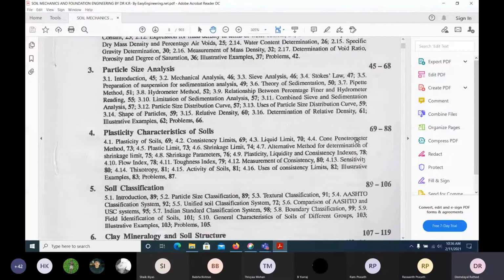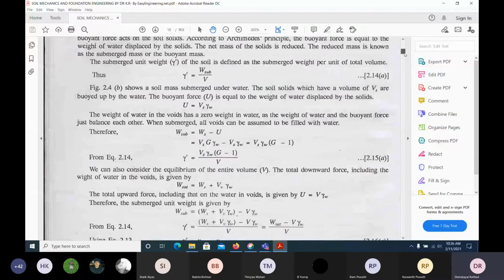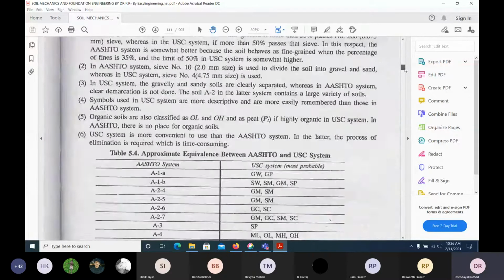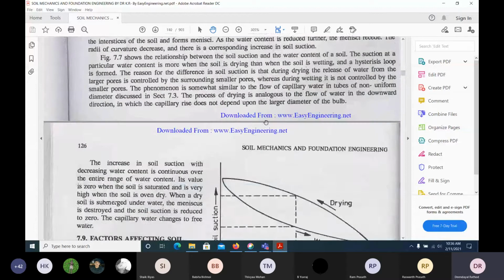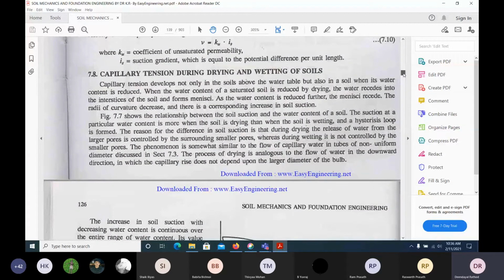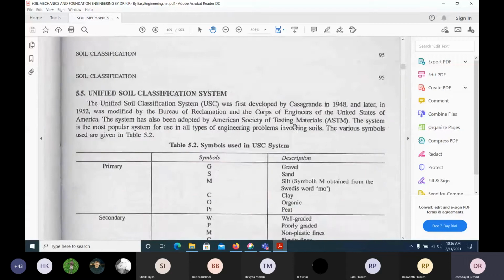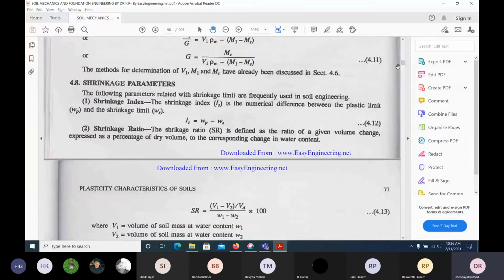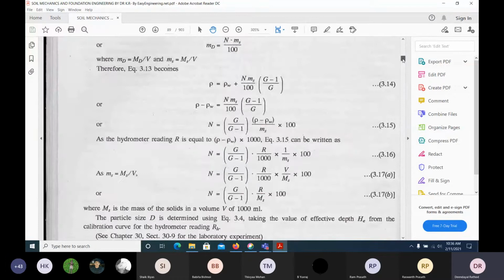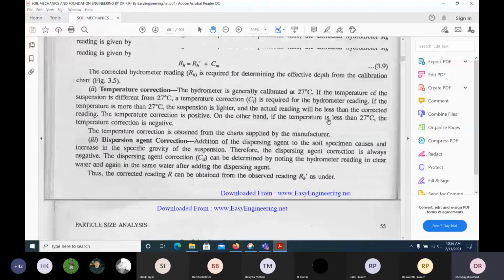Okay, so it's very interesting. This particular subject is very interesting. Only thing you need to spend a lot of time and understand. No subject is so interesting.